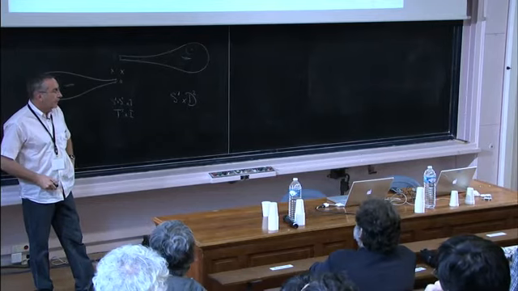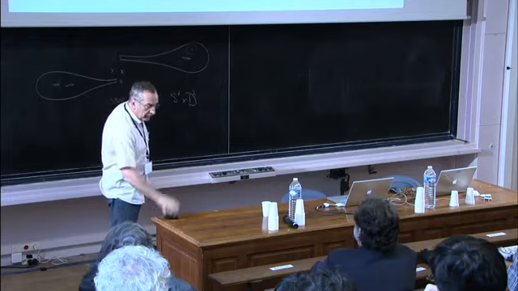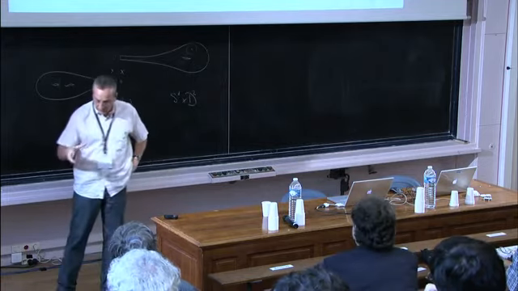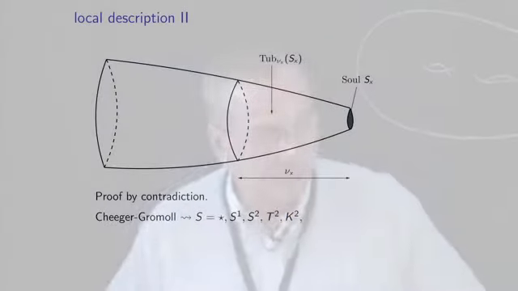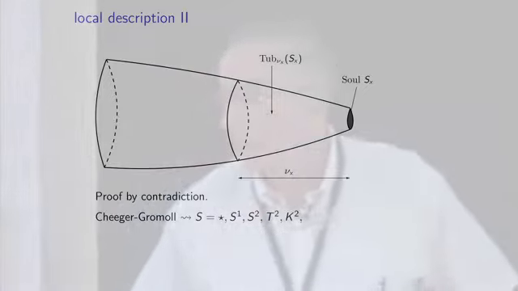Very easy to do. The classification of the structure is very easy because we just have to understand the soul, and then it's a bundle over the soul. And the soul has dimension strictly less than the dimension of the manifold, because the manifold is non-compact and the soul is compact. So the possibilities for the soul are very limited. It has to be non-negatively curved, so it's a point, S1, S2, T2, or the Klein bottle. I should have added RP2, but RP2 is excluded from the very beginning.